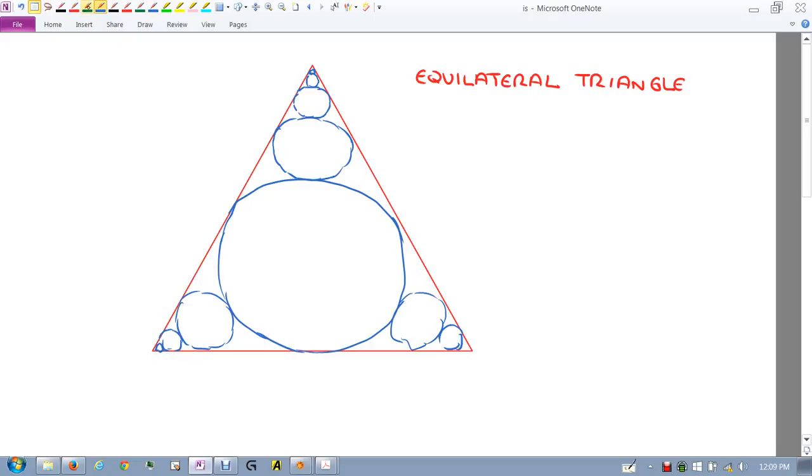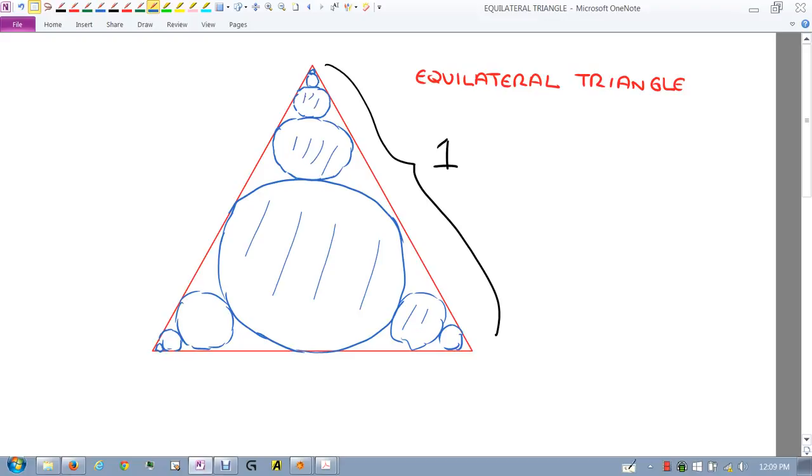All right. Let's just say the side of this here, let's say it has length 1. Find the total area occupied by all the circles. All infinitely many of them. What's the total area? Find the area of the blue circles.